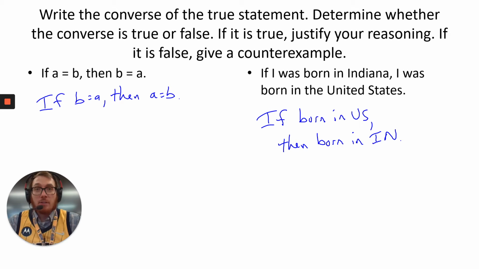And that's not true because there's 49 other states you could have been born in the U.S. and territories and things like that. So when you're looking at the converse of this one, it's false. So just because a statement is true from its original setup doesn't mean its converse is going to be true.